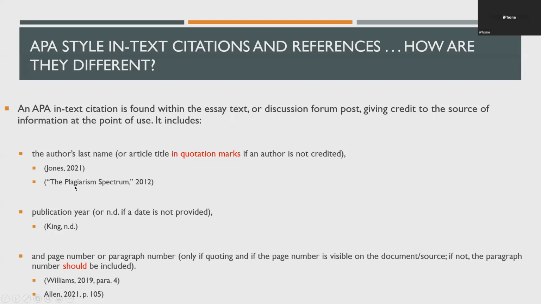Now, in some instances, some sources don't have an author or their author isn't listed. In that case, you're typically going to put the title of the source. So for instance, our plagiarism spectrum source did not have an author. So there's no author for us to put here, but to make this source recognizable, to tell our readers where this information came from, we're going to provide the title and put that in quotation marks.